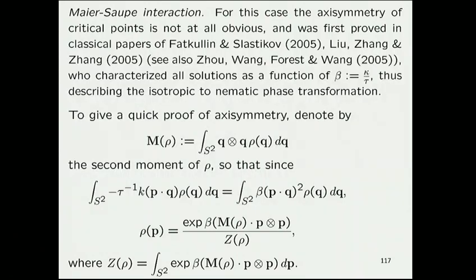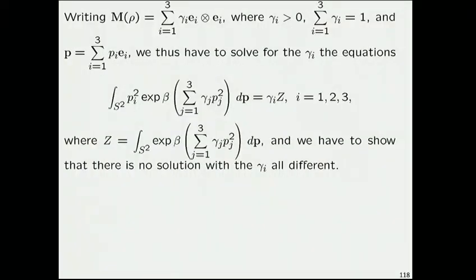So we're looking at these equations. I'm going to calculate the second moment, the integral of P tensor P times rho of P. In P tensor P there are things like P1 times P2, and those integrals are going to be 0. So it's a question of what the integral of P1 squared rho of P is, for example. That's why you get P_i squared times this exponential, which has got to be gamma_i times Z.